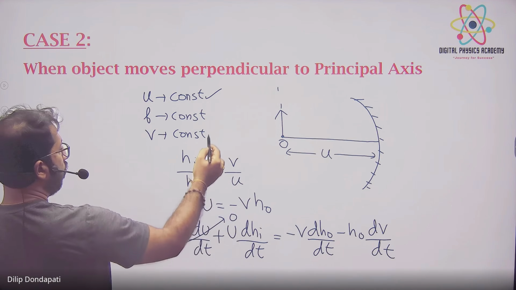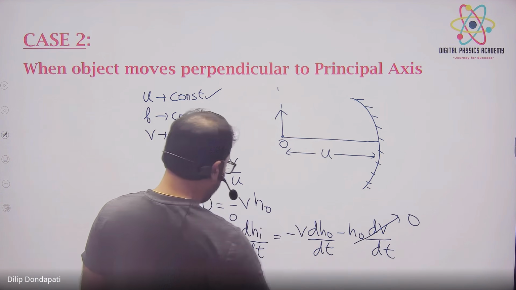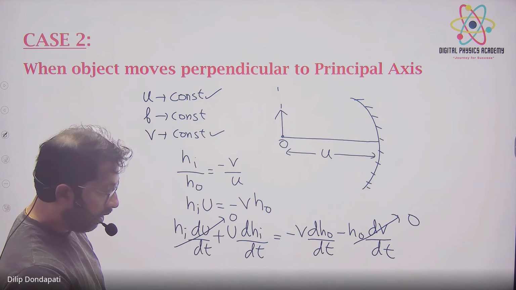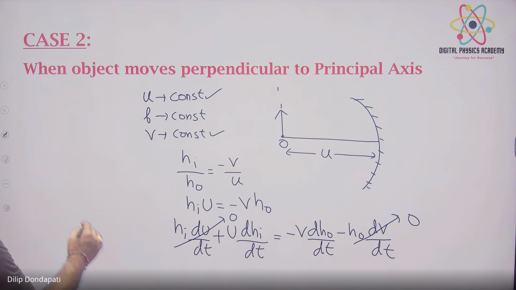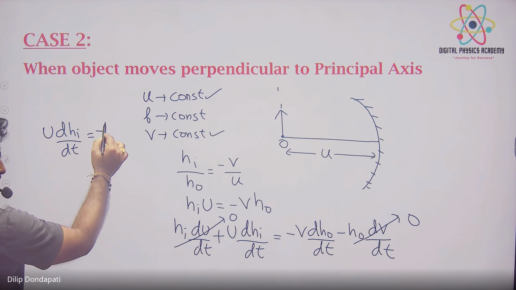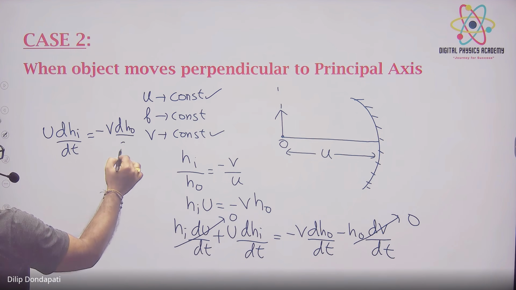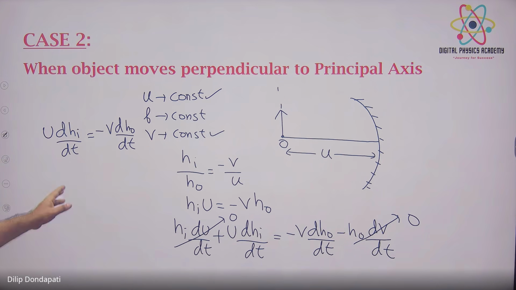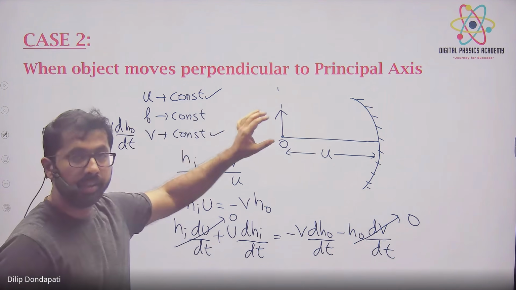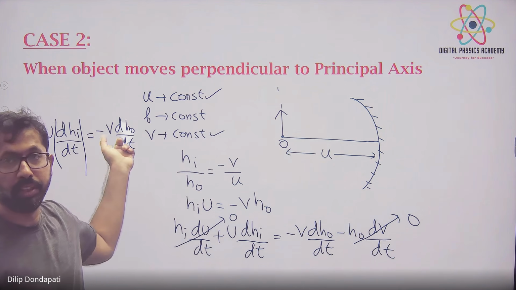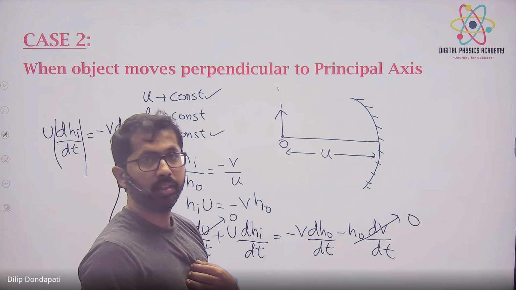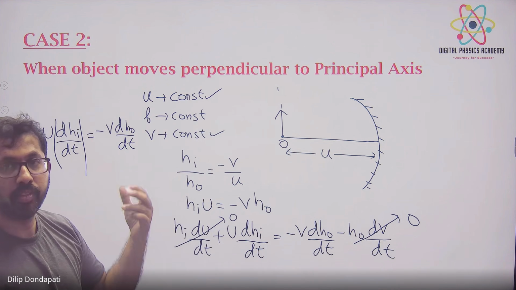U is constant, right? V also constant. But the height of the image will keep increasing. Height of the object is also increasing, right? Now what remains here: U into dhi by dt is equal to minus v times dho by dt. Okay. Dhi by dt is the rate of change of distance of the image. What do we call the rate of change of displacement or distance? Velocity.